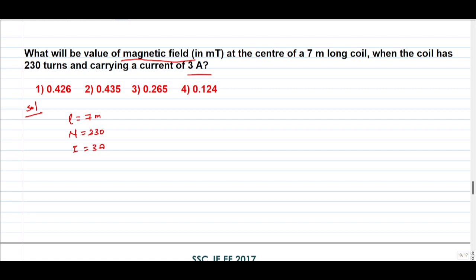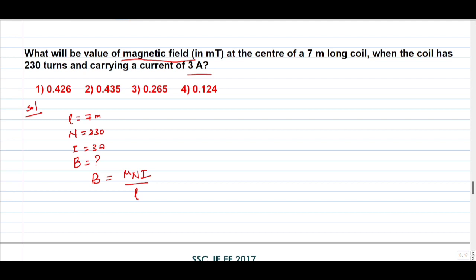Okay, now we need to find the magnetic field at the center. That is B. We need to find the value of B. So for this, the formula is B is equal to mu N i by L. Okay, this is the formula.